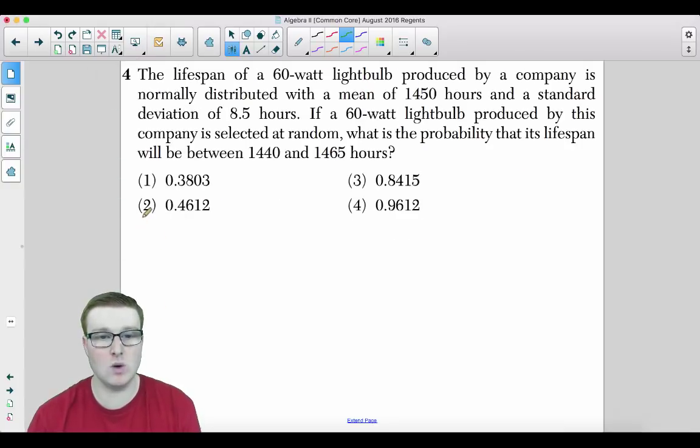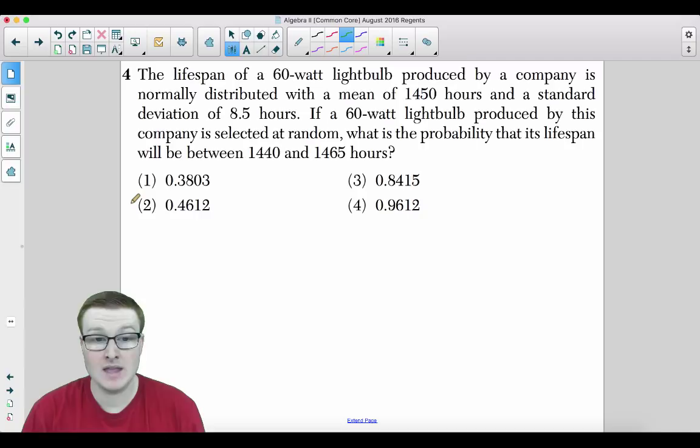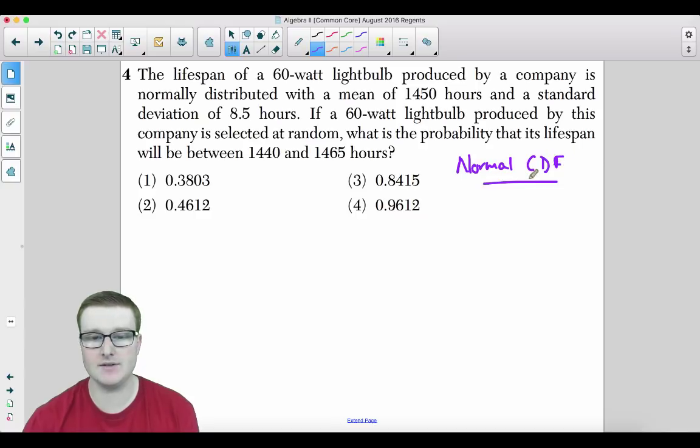The lifespan of a 60-watt light bulb produced by a company is normally distributed with a mean of 1450 hours and a standard deviation of 8.5 hours. If a 60-watt light bulb produced by this company is selected at random, what is the probability that its lifespan will be between 1440 and 1465? So what should be ringing in your head is normal CDF on the calculator.